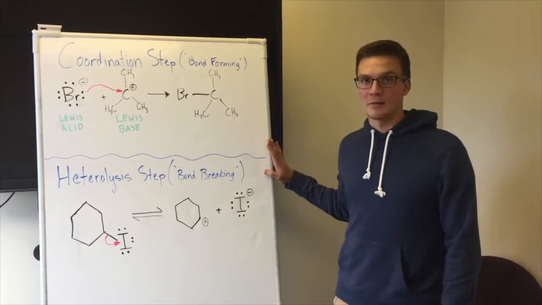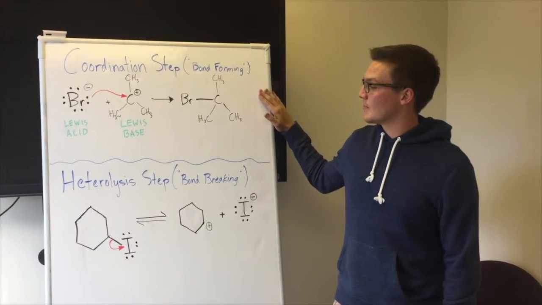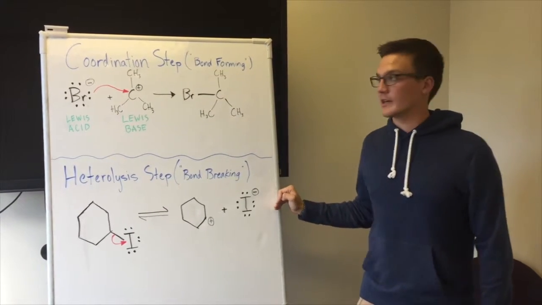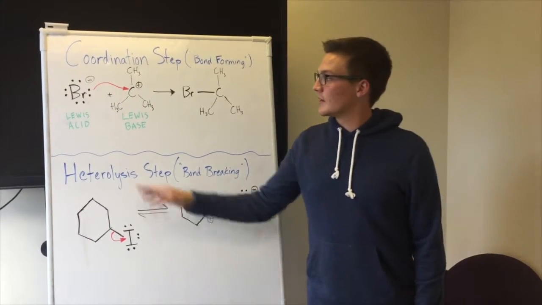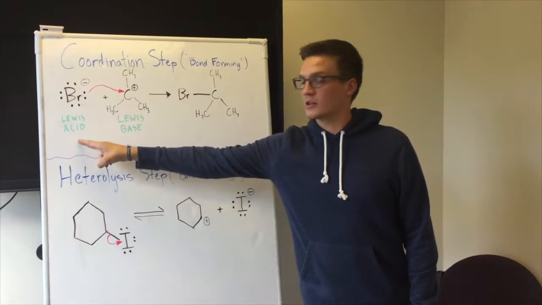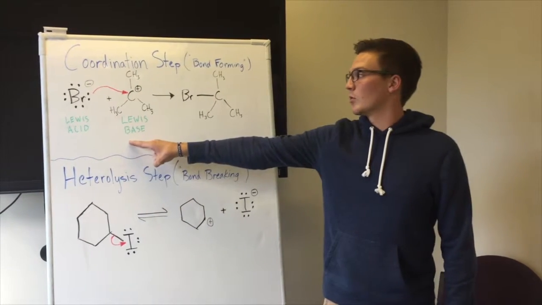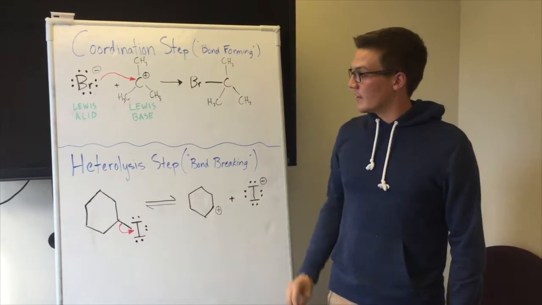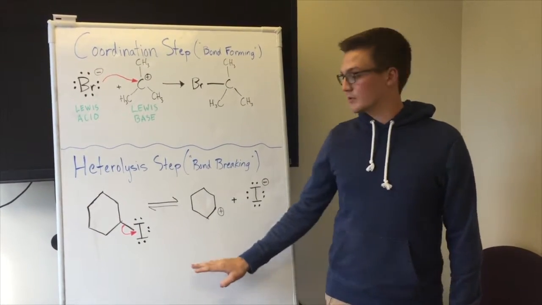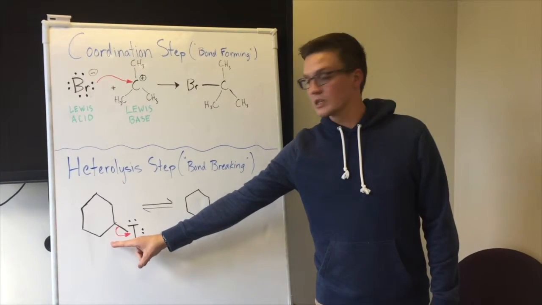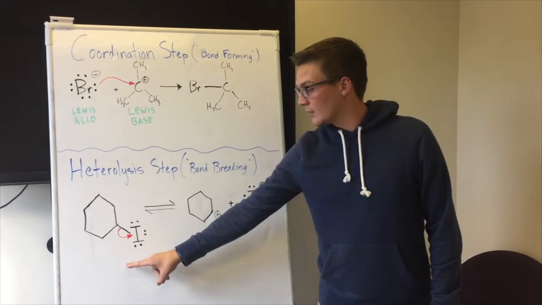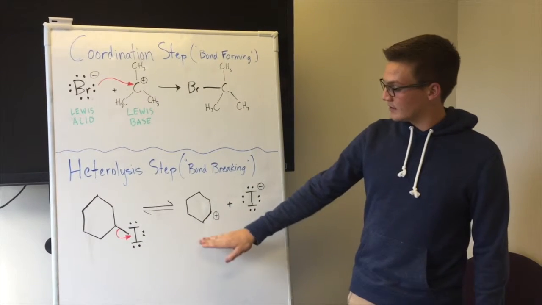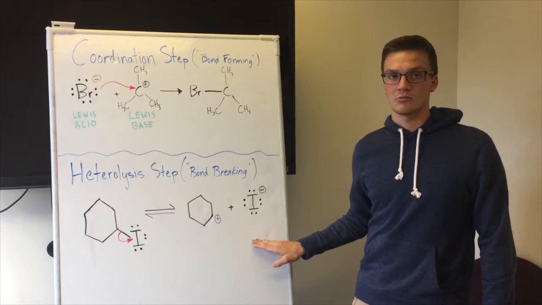Two of the most common elementary steps are the coordination step and the heterolysis step, where one is bond forming and the other one is bond breaking. In the coordination step, a single covalent bond is formed between an electron-rich molecule and an electron-poor molecule, creating a single molecule here. In the heterolysis step, it is the reverse reaction, where a single covalent bond is broken and both of those electrons end up on one of the originally involved atoms, where it ends up with an electron-poor and an electron-rich molecule.